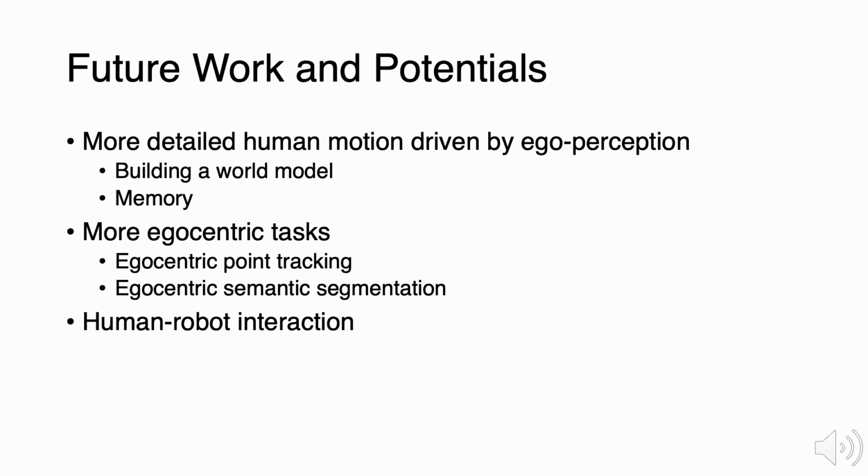EgoGen may also enhance human-robot interaction by integrating our generative human motion model and lifelike human appearances into Habitat 3.0. The sim-to-real gap for egocentric robotic agents could be further narrowed.